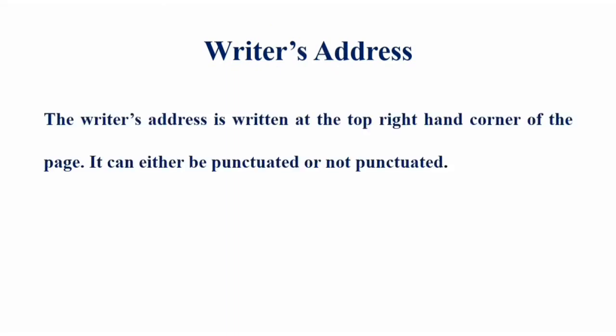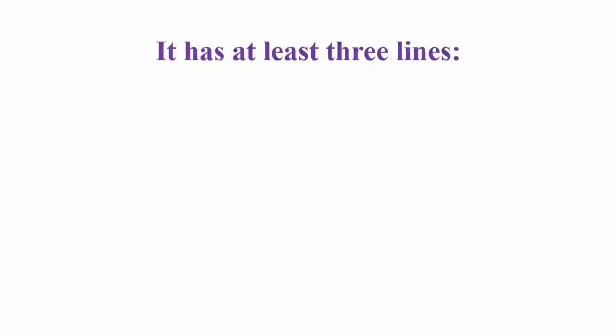The formal letter begins with the writer's address. As the name implies, the writer's address is the address of the person writing the letter. The writer's address is written at the top right-hand corner of the page. It can either be punctuated or not punctuated. The writer's address has at least 3 lines.